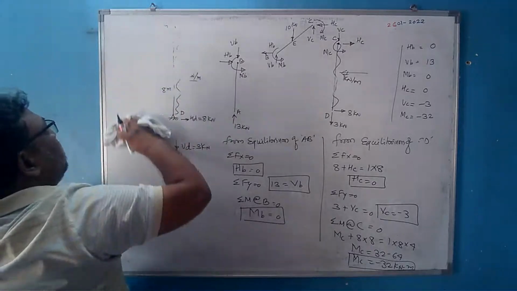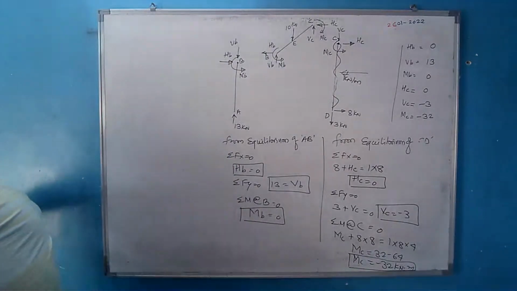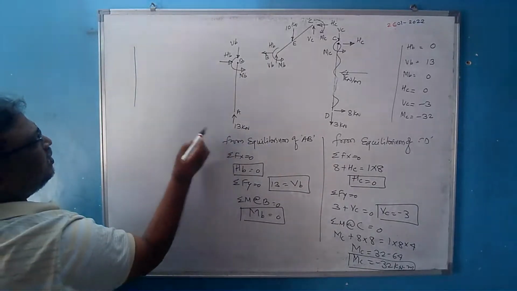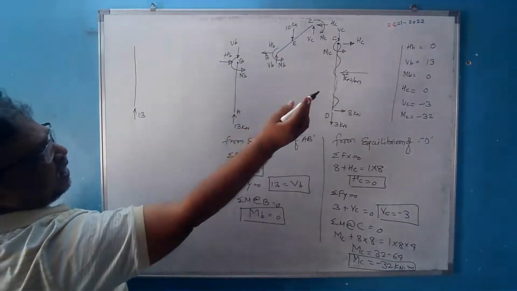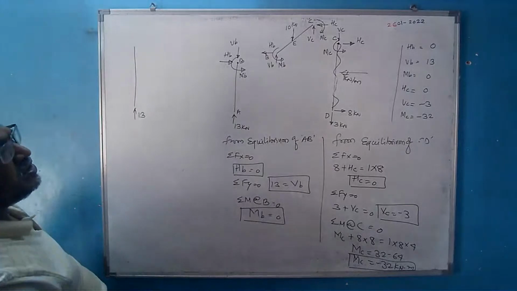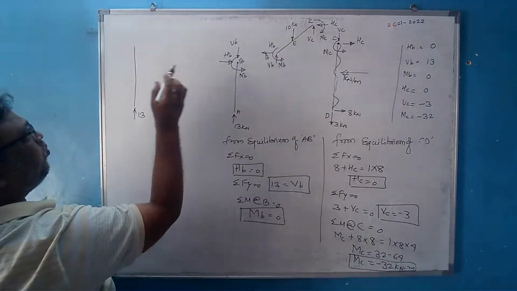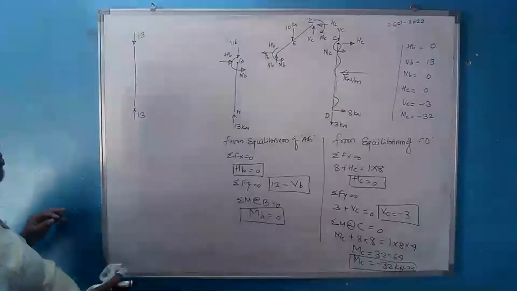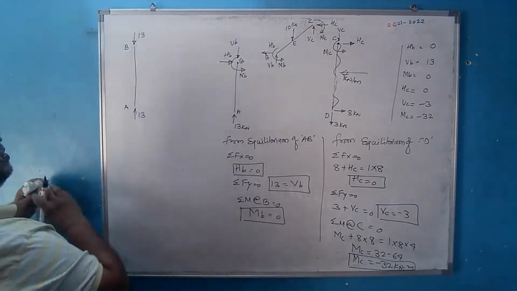values, correct directions. So what I will do, say for this vertical first I will sketch. This is the vertical member. This is 13 kilonewton. HB I have got 0, so I need not sketch that. VB 13, it was assumed down and I have got a positive value, so this is correct. 13. Free body diagram for member AB. It is A and this is B.